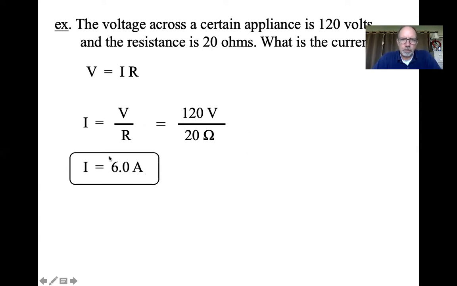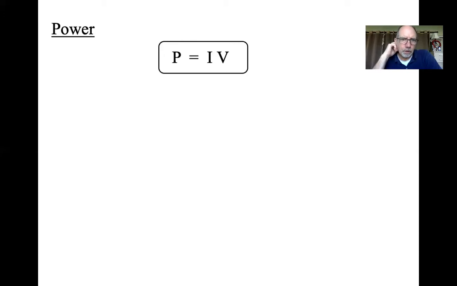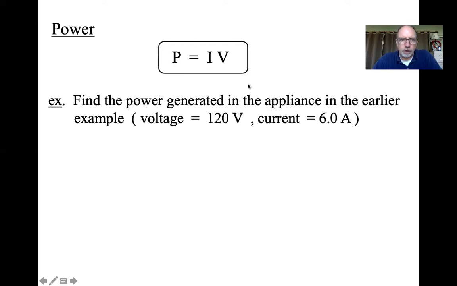So that's just an example of using Ohm's law. Now, electrical power. The equation for power is P is equal to I times V, where I is the current and V is the voltage. Let's use this equation to calculate the power generated by the appliance in the earlier example. Voltage is 120 volts, current is 6 amps. Power then is I times V, or 6 amps times 120 volts.